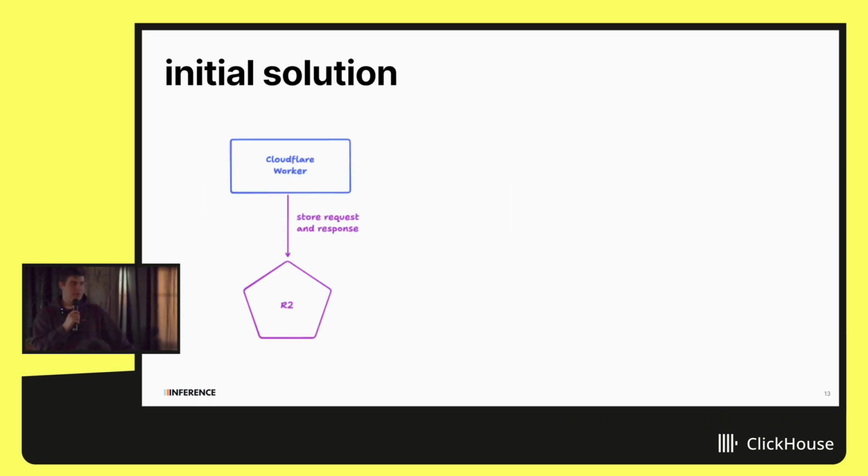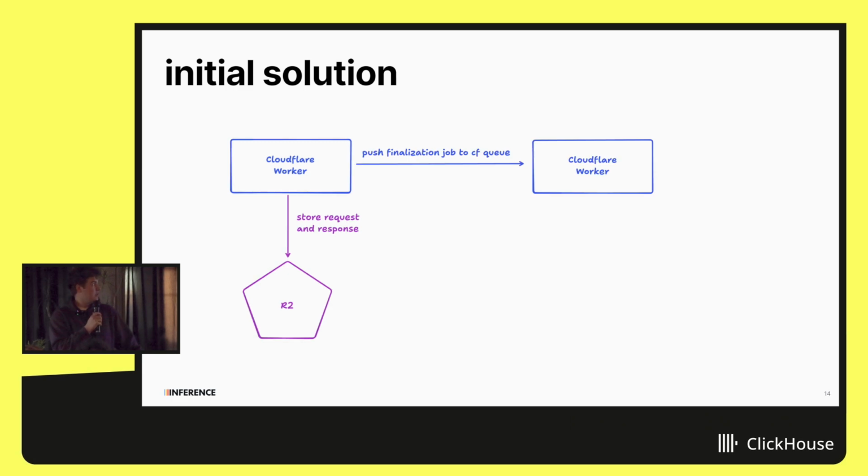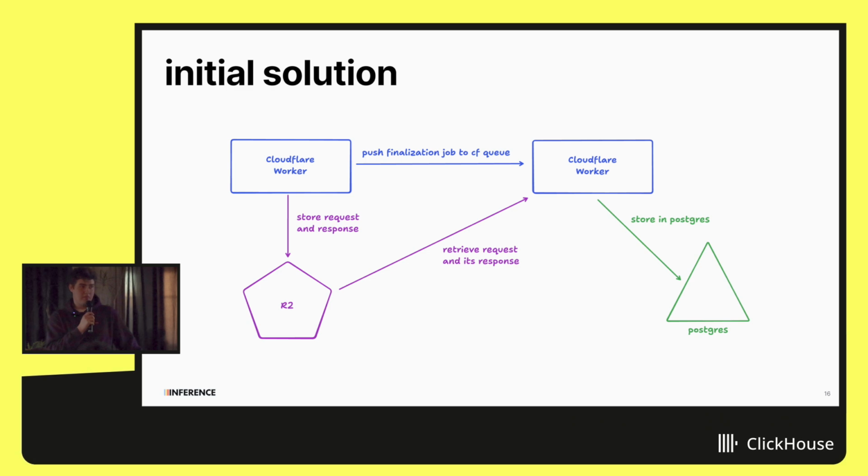The initial solution we went with is we have a Cloudflare worker that, as it gets the request and response, stores them both into R2 as separate objects. We then push a job onto a Cloudflare queue to say this request is finished. We would then retrieve the request and response pairs and store them into a Postgres instance where we could then query on top. When we stored it into Postgres, we would actually extract out all of the different parts. So they were streaming queries, we'd reconstruct them, extract all the fields that we cared about or thought we cared about at the time, and then query on top of that.